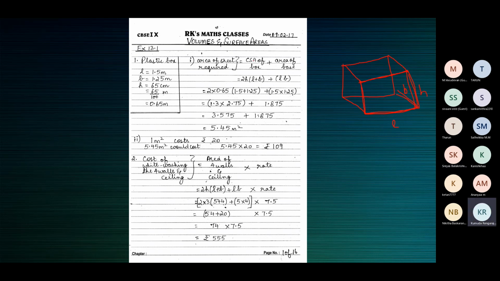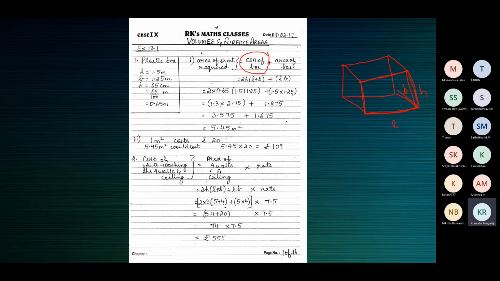So area of the sheet required is equal to CSA of the box, the curved surface area. Curved surface area is the area not including the top and bottom, the 4 walls alone. Curved surface area plus the area of the base.